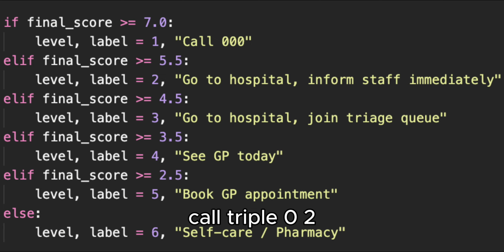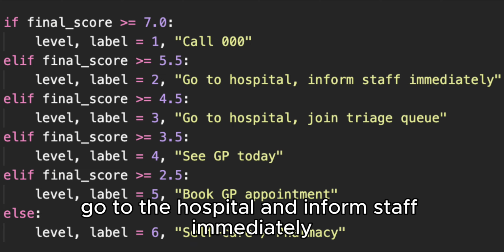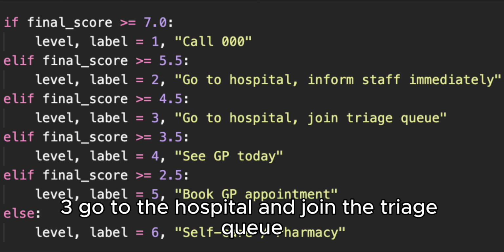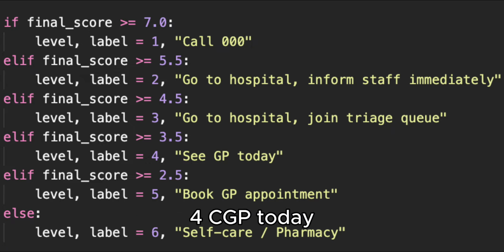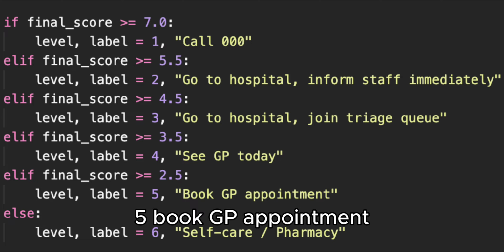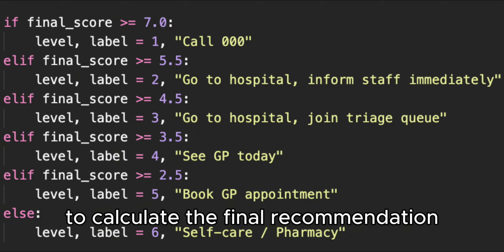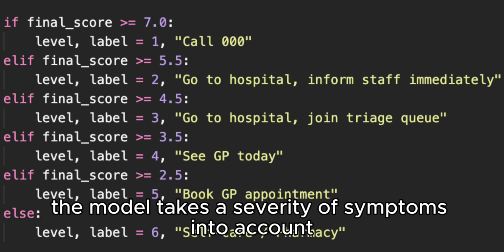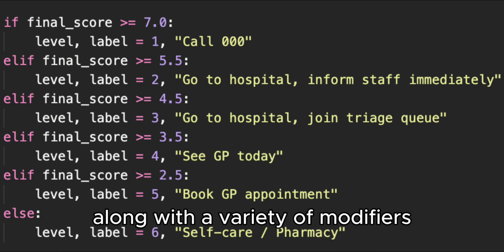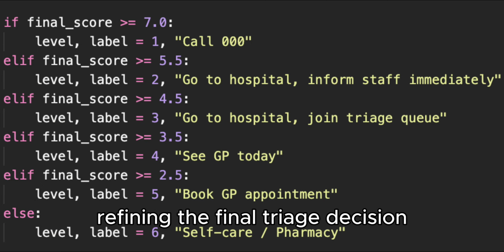1. Call 000. 2. Go to the hospital and inform staff immediately. 3. Go to the hospital and join the triage queue. 4. See GP today. 5. Book GP appointment. And 6. Self-care/pharmacy. To calculate the final recommendation, the model takes the severity of symptoms into account along with a variety of modifiers, refining the final triage decision.